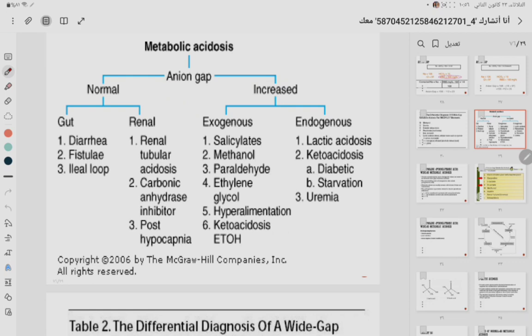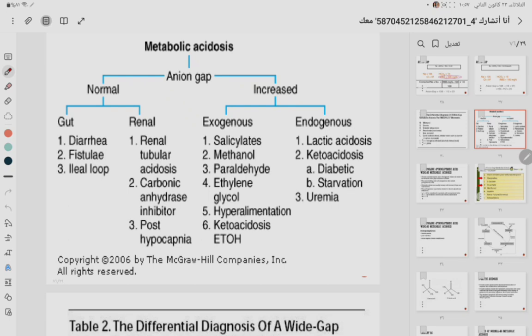Renal causes, like renal tubular acidosis. Renal tubular acidosis type 1 is the distal, where there is a retention of acid. Type 2 is the proximal, where the bicarb is wasted and not reabsorbed. Carbonic anhydrase inhibitors impair the function of the enzyme which converts toward bicarb and H plus. When you give a carbonic anhydrase inhibitor, less bicarb will be produced. And post-hypocapnia: when the patient is not breathing and his CO2 is high, eventually the bicarb is elevated in the chronic case, but in the acute case this will lead to respiratory acidosis quickly. And the correction of the hypercapnia will lead to metabolic acidosis in the long run.